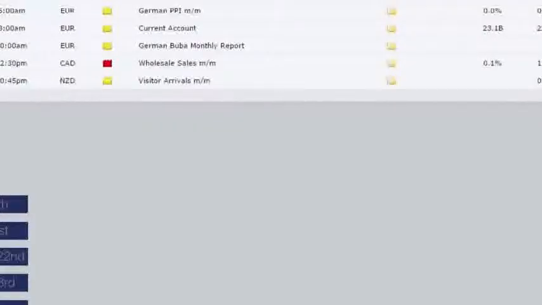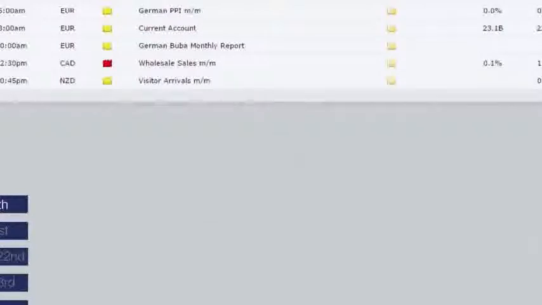So we start with Monday the 20th. As you can see, there's nothing much coming out. We've got wholesale sales from Canada. These are expected to be much worse than they were previously. The previous, of course, was 1.9%. Forecast this time is only 0.1% month-on-month.